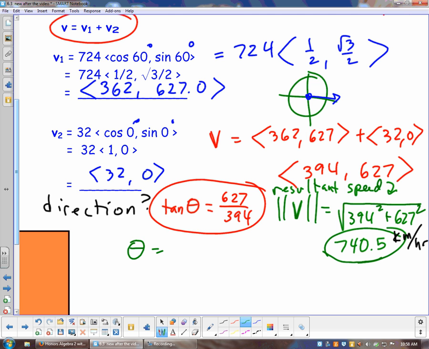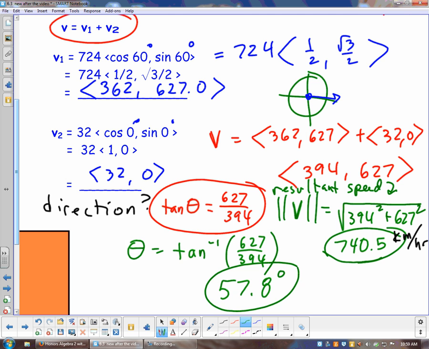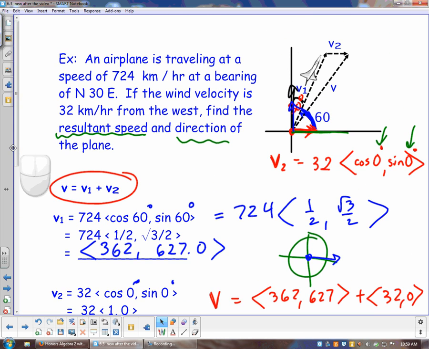Okay, so theta is going to be tangent inverse of 627 divided by 394. Did you get this figured out? I got it to equal 57.8 degrees. That's not the direction of the plane, though. Isn't the direction of the plane like, I have it north 32.2 degrees east. How'd you get that? I subtracted 57.8 from 90.